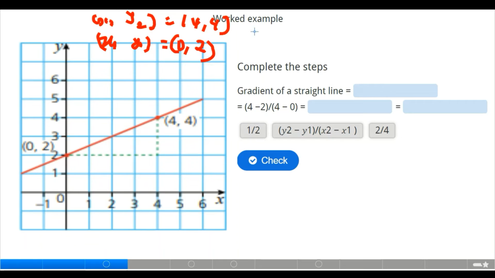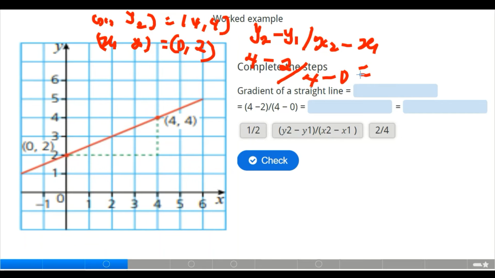Let's calculate with the formula for the gradient of a straight line, which is change in Y divided by change in X. What is Y2 here? Y2 is 4, minus Y1, which is 2, divided by X2, which is 4, minus X1, which is 0. So 4 minus 2 gives us 2, and 4 minus 0 is 4. So that is 2 over 4. 2 can go in 2 one time, and 2 can go in 4 two times.